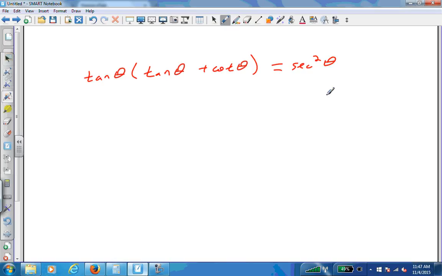All right, which side are you going to start out simplifying? Left side. Any suggestions on what to do first? Distribute. Let's get rid of this parenthesis by distributing. Tangent times tangent is tangent squared. Tangent times cotangent.